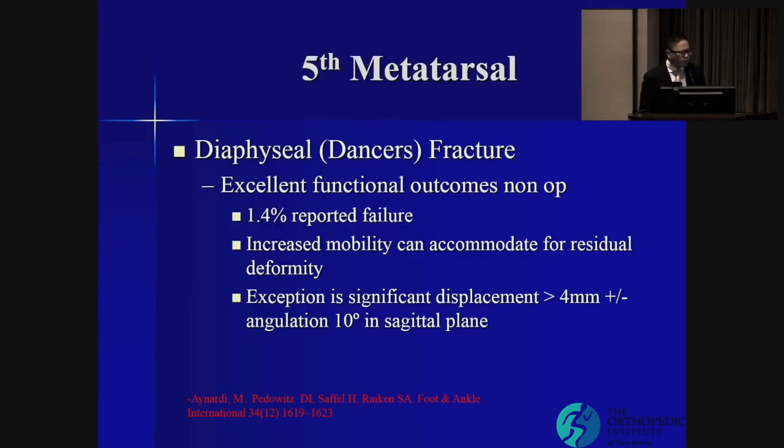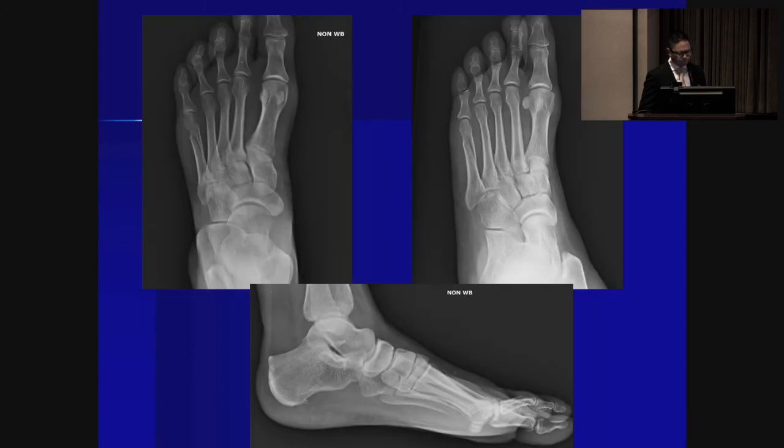The last part of the fifth metatarsal is the diaphyseal or the dancer's fractures. These have excellent healing rates with about 1.4% reported failure. You could see why, because of the increased mobility of the fifth metatarsal. It can accommodate deformities. However, again, it's the mantra in the literature: if it's displaced around 4 millimeters or angulated 10 degrees in the sagittal plane, then you could consider fixation.